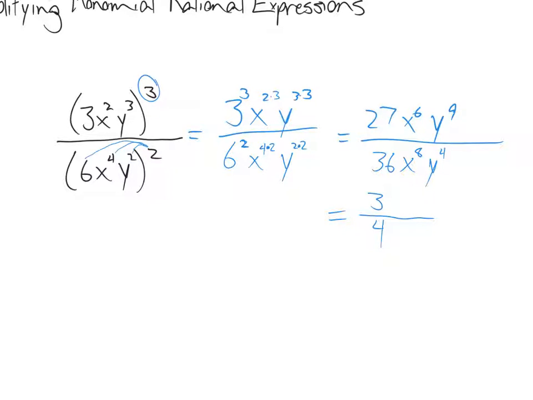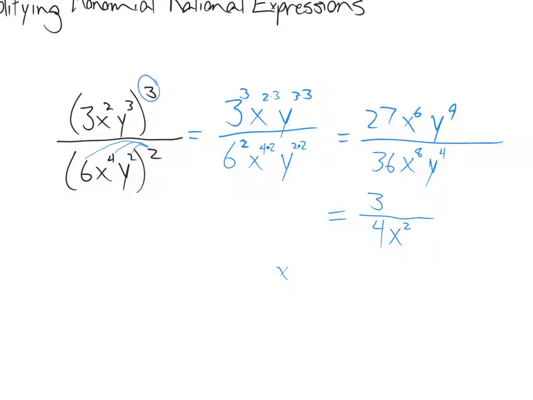On the top, x to the negative 2. Well, x to the -2 means that the x squared would be in the bottom, okay? That's all that negative means. 6 minus 8 is -2, so the x squared is in the denominator.